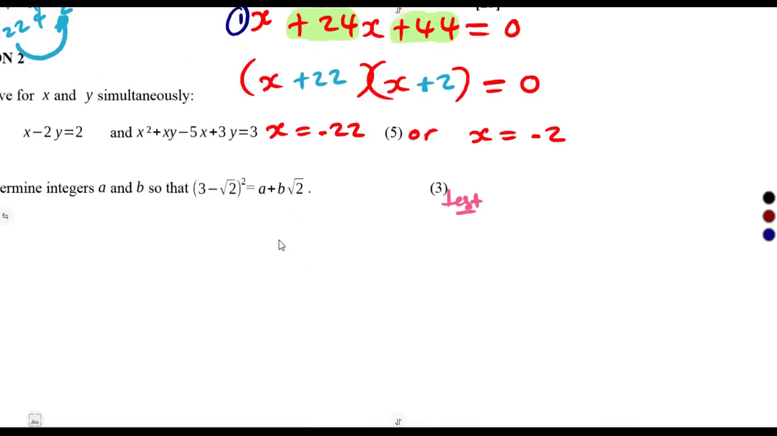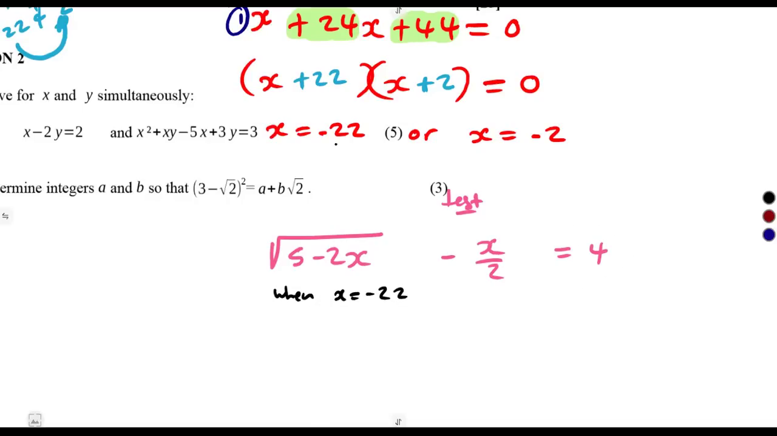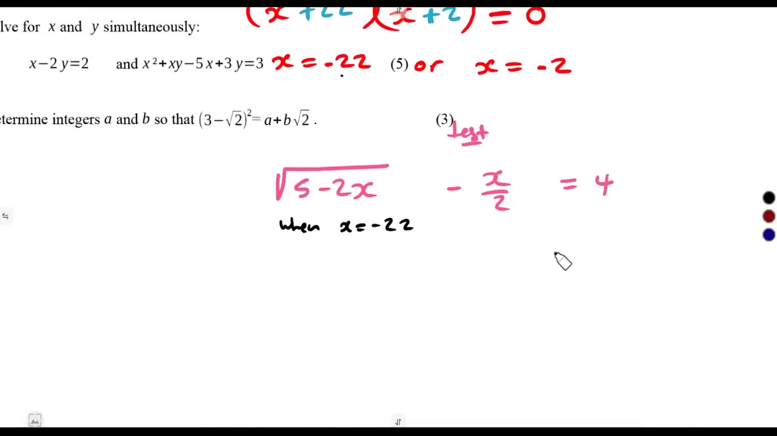Remember the original expression that we had: the square root of 5 minus 2x, minus x over 2, which is equal to 4. So let's start when x is minus 22. When x is minus 22, we want to see if we are going to get a 4 or not. So let's substitute in place of x. That's the square root of 5 minus 2 into minus 22, minus x, which is minus 22, so this is minus 22 over 2.